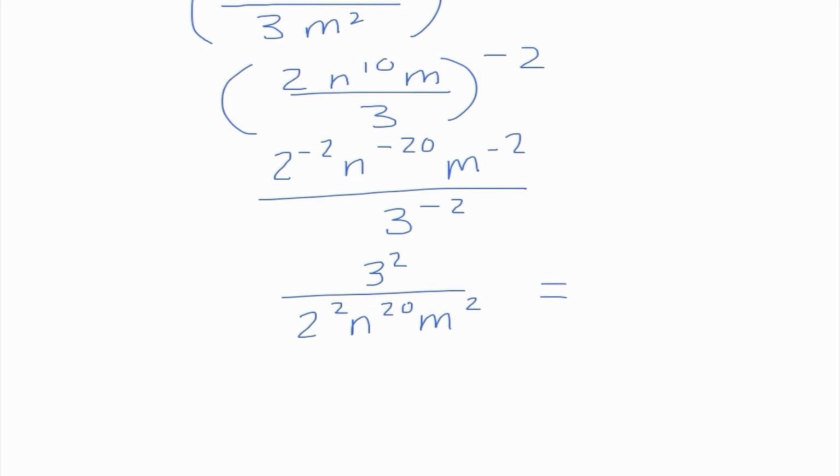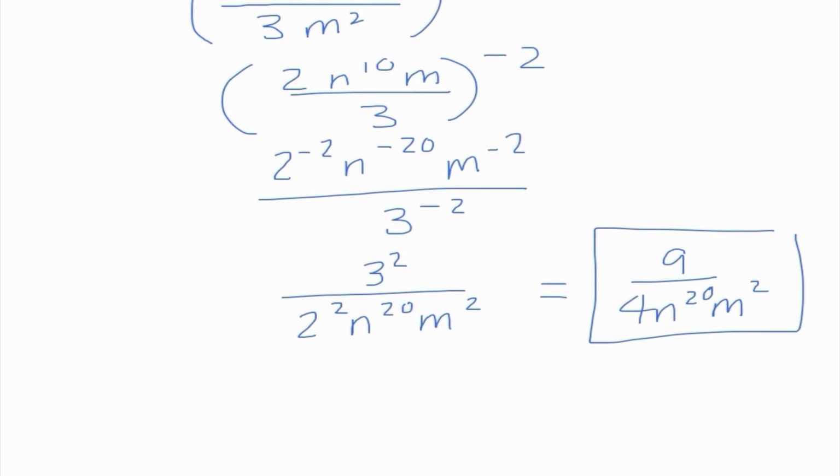I know that I can simplify these two terms more, so that's going to become 9 over 4n to the 20th m squared. Now, if you had done that in a different way, you would get the same exact answer. You would just go about it in a slightly different order.